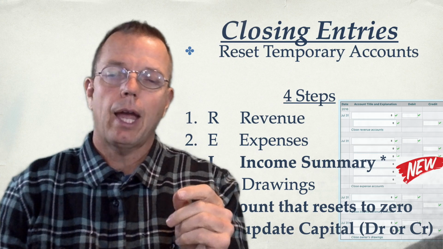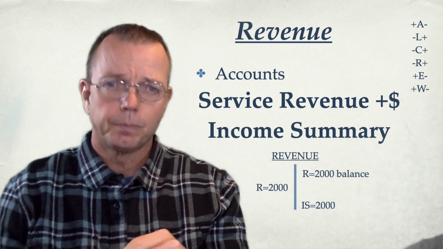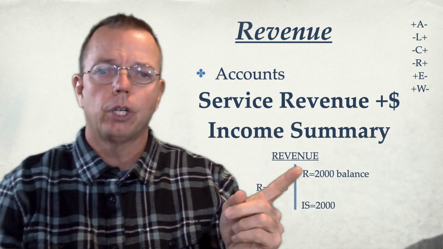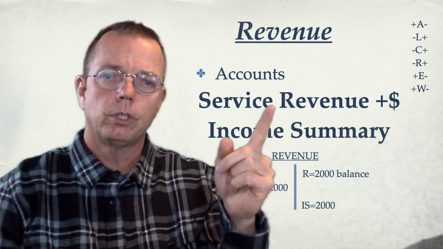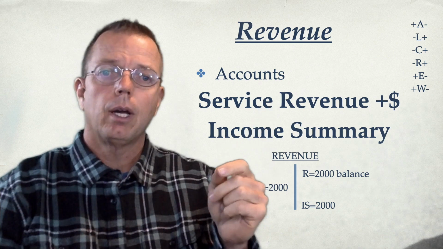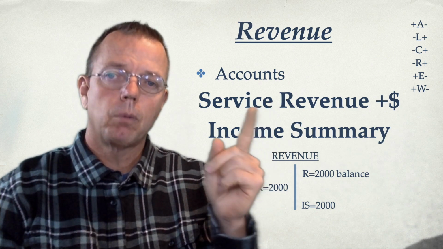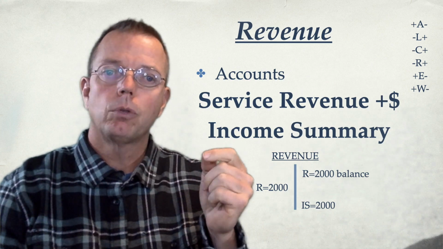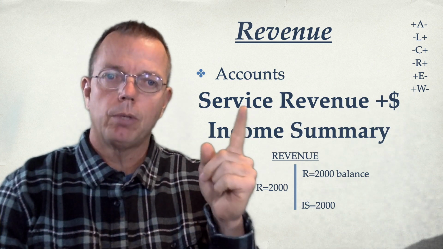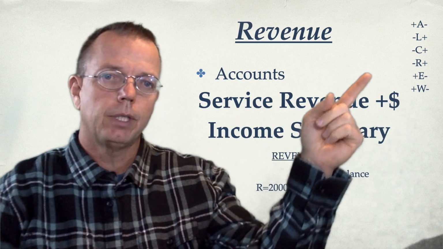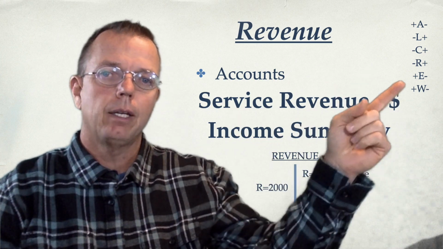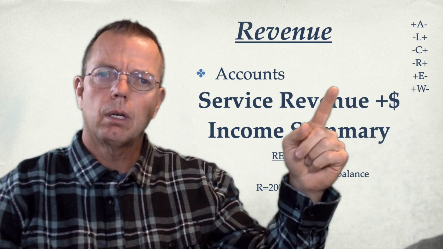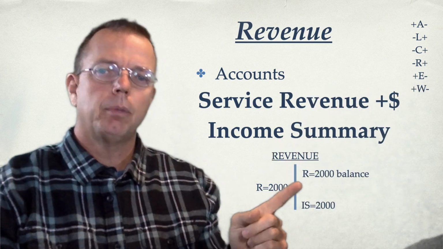So let's look at an example now. Let's look at revenue. So revenue is a good example. Let's look at the T-chart because these are the two accounts that you're going to be using, service revenue and income summary. But remember what we mentioned in previous videos, that debits have to go first and credits second. So it's important to understand why that happens. Why are we using service revenue first? Because if you look over on the LCRU chart, the revenue is on the credit side if it was a plus. So why is it on the debit side?